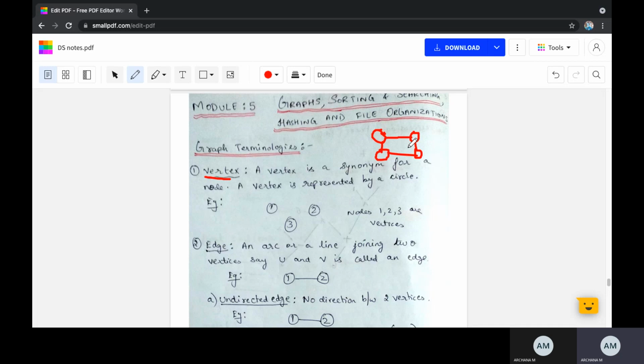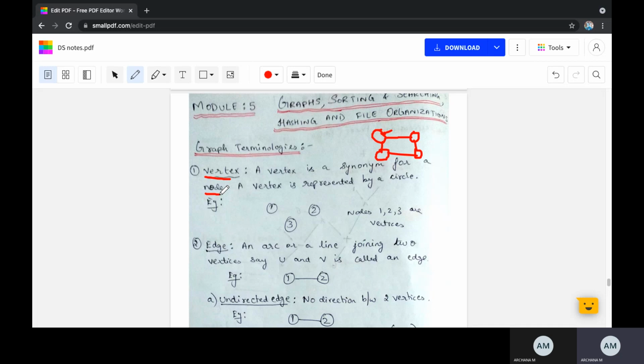Very important: whatever node we represent is known as a vertex in a graph. A vertex is a synonym for a node. For example, two to four systems are connected to each other. One system is known as one node, another system is called one node. Like that, a computer is considered as one node.